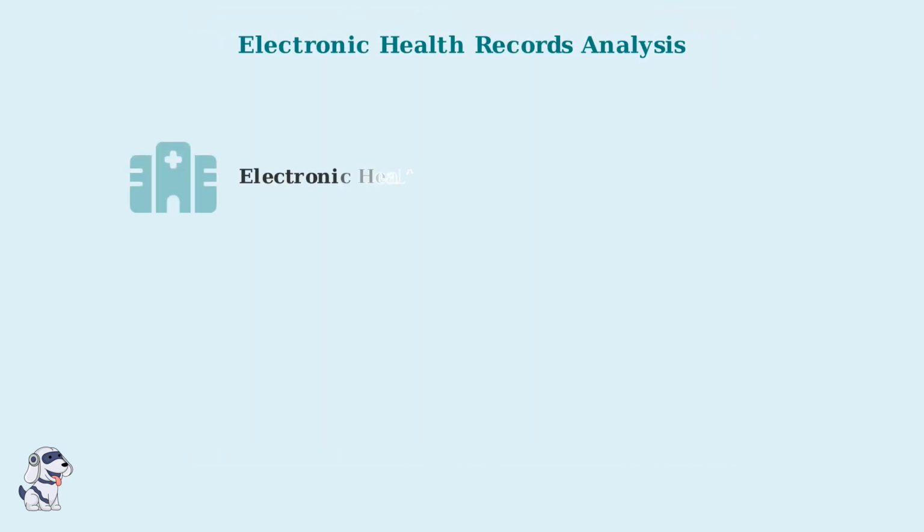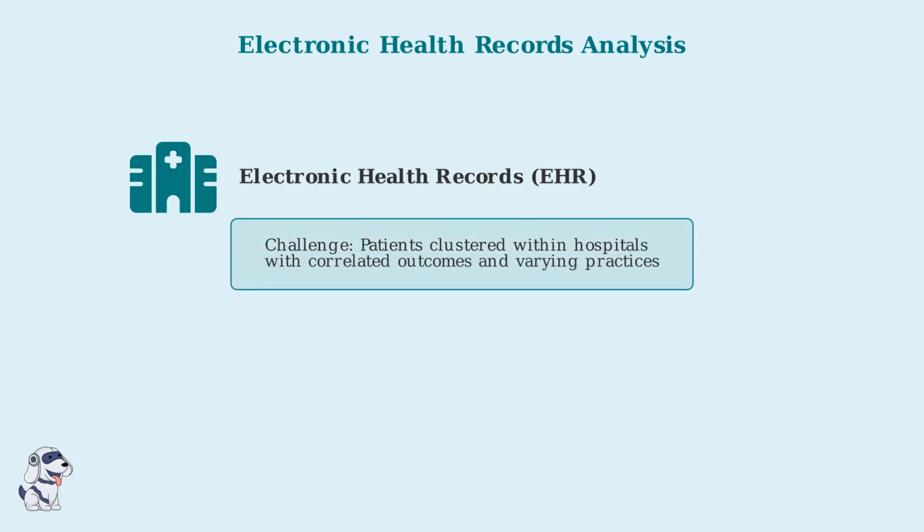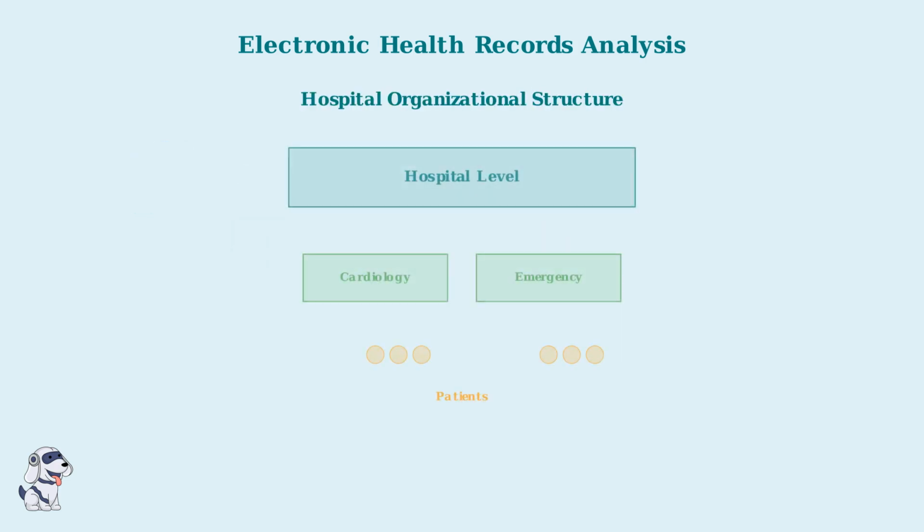Electronic health records provide rich longitudinal data, but analyzing this data presents unique statistical challenges. Patients are naturally clustered within hospitals, creating correlated outcomes that traditional methods cannot properly handle. Hospital data has a natural hierarchical structure. Patients are treated within specific departments, which operate within individual hospitals. Each level of this hierarchy can influence patient outcomes, creating complex dependencies that linear mixed models can properly account for.